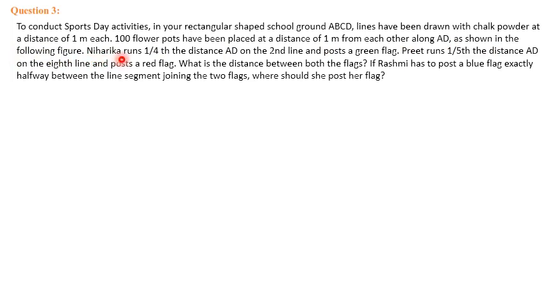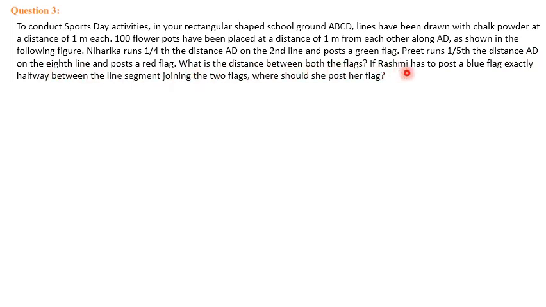And Niharika runs 1 by 4th of the distance of AD on the second line and posts a green flag. So she is running 1/4 of the distance of AD. First we have to calculate how much the distance of AD is. And Preet runs 1/5 of the distance AD. Again the distance AD is coming, which means we have to calculate it. Then what is the distance between these two flags?